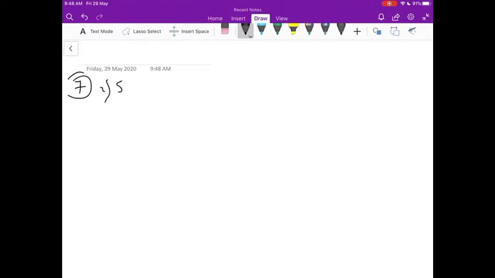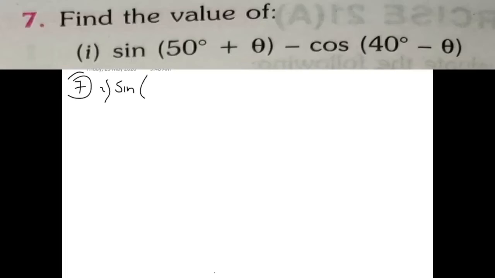Here, find the value of sine of 50 plus theta, sorry, this is 50, plus theta, minus cos of 40 degree minus theta. Now find the value of this.